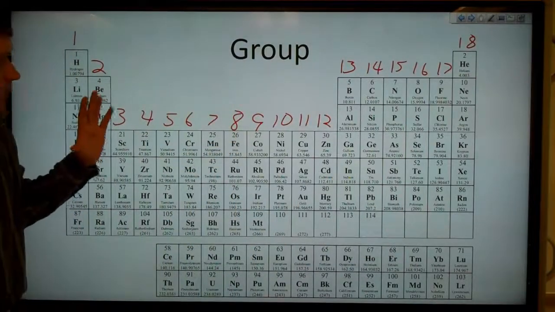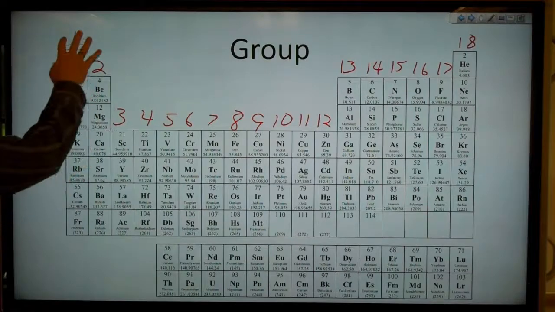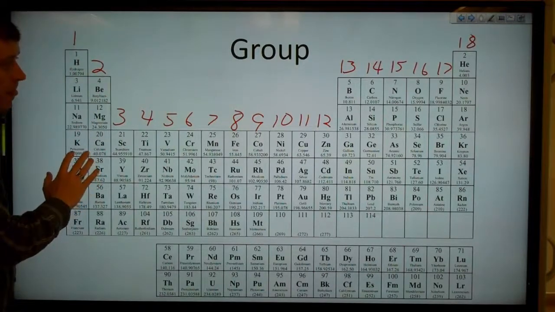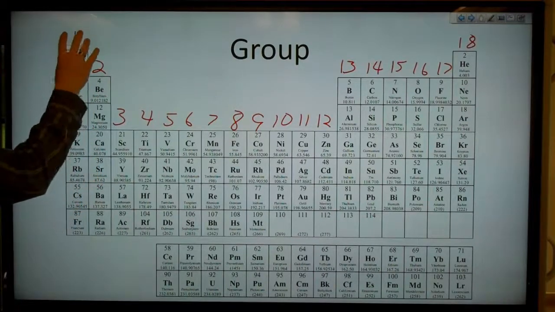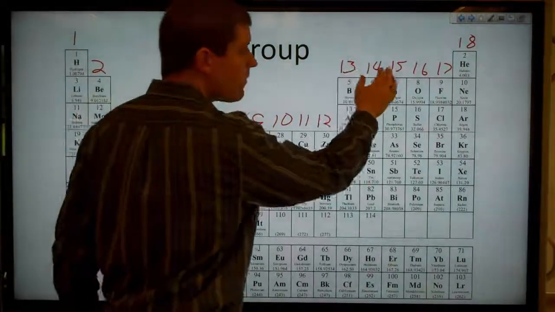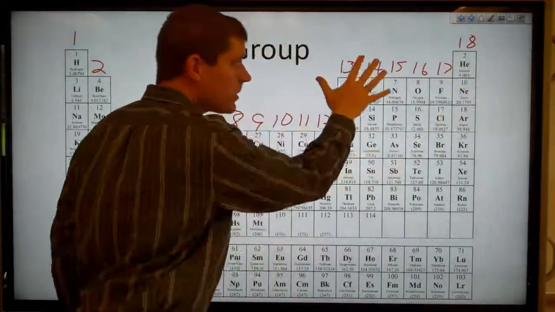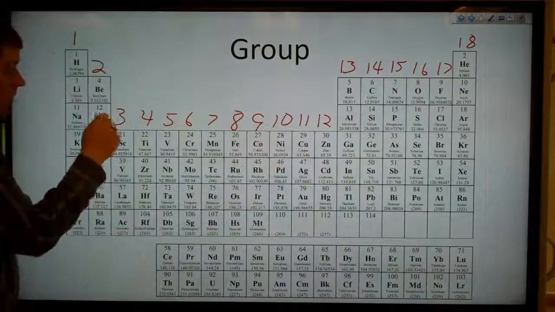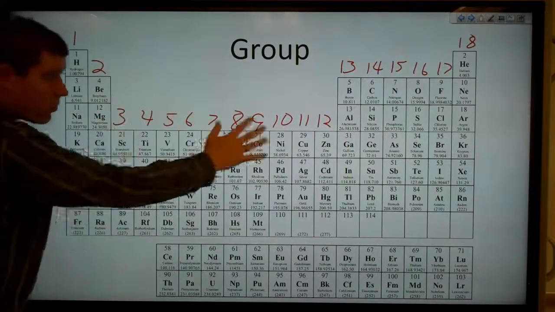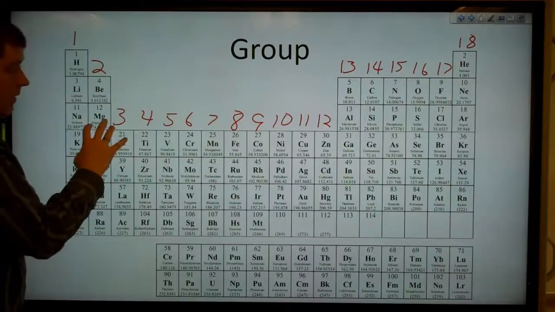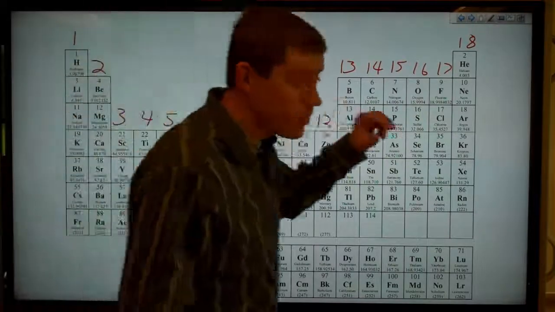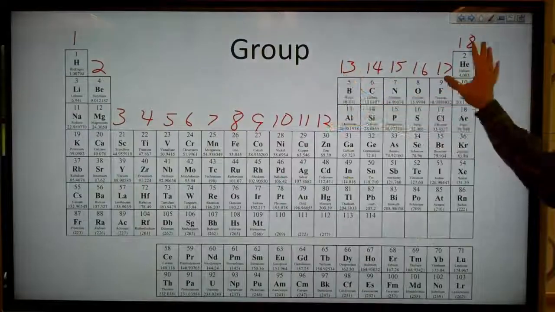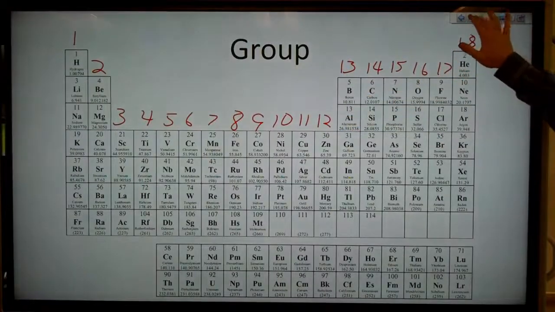The other system was to label groups 1 and 2 the same, but these were labeled 1A, 2A, this was 3A, 4A, 5A, 6A, 7A, 8A, so basically these numbers just minus 10, and then all of these guys, the transition metals, were labeled with B's on them, but I don't use that system. I like numbering them 1 to 18.